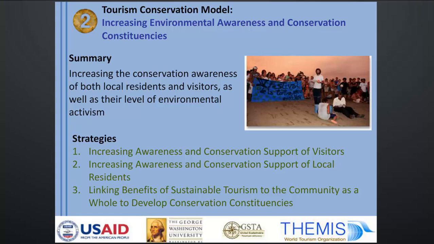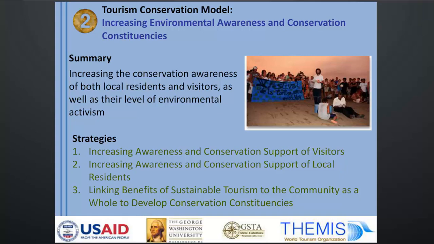The second strategy is focused on increasing the awareness and conservation support of local residents. Again, this looks at taking the opportunity of having those trained guides who have been trained in environmental interpretation and natural and cultural resources of a particular destination, and using them to support environmental education efforts in local communities. This strategy also talks about other techniques to build local conservation support, things like environmental festivals, using interpretive centers and displays to increase awareness and support of local residents.